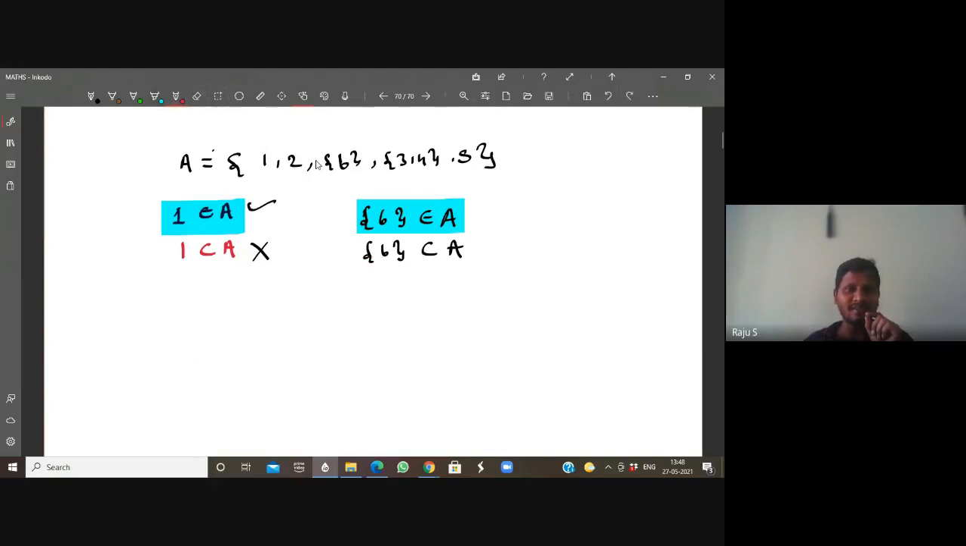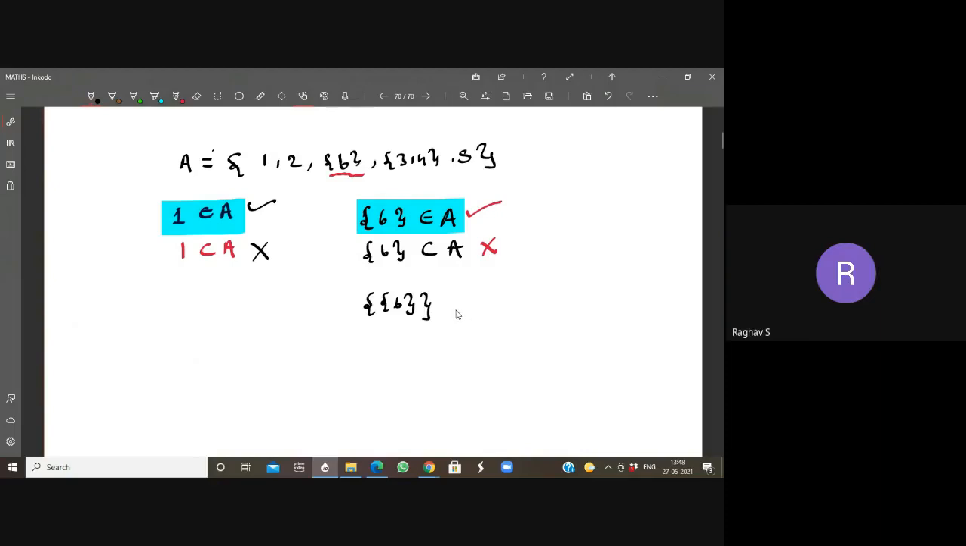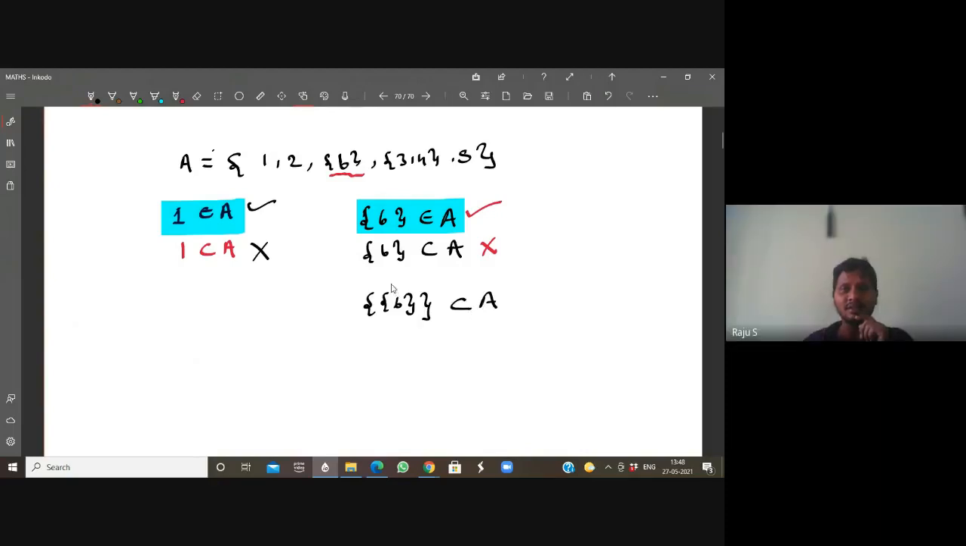Okay, here the correct answer is again the first one is right, the second one is wrong. Because see, A consists of some elements here. What is the element here? Already we are having a bracket. Now only it is a subset. Now this is the element, just an element, but it is in a curly bracket. Now, subset.